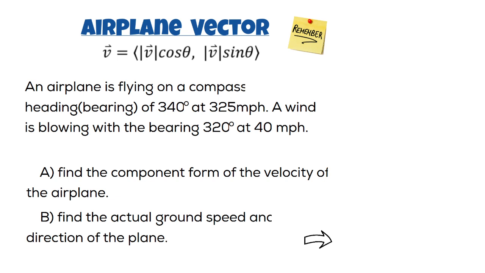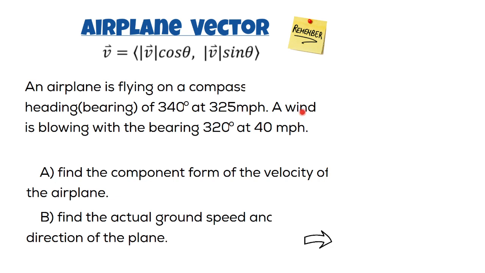I've got this airplane that's flying on a compass heading. I'm trying to use all the different words that they use on your homework. I feel like the verbiage is sometimes confusing. So they say compass heading, but they mean it as a bearing of 340 degrees. And that plane is flying 325 miles per hour. So in this case, the magnitude is going to be representing the speed of the plane. So this is going to be a nice, really long vector, 325 miles per hour.